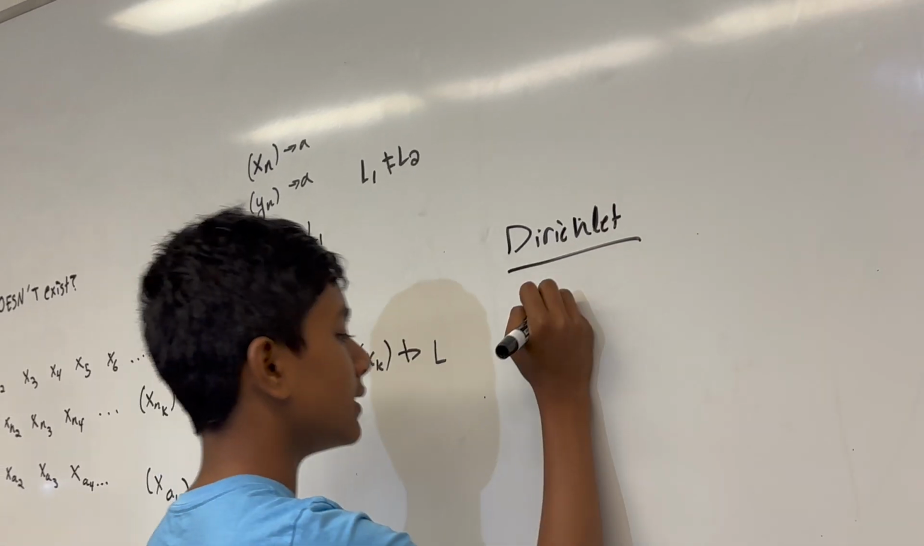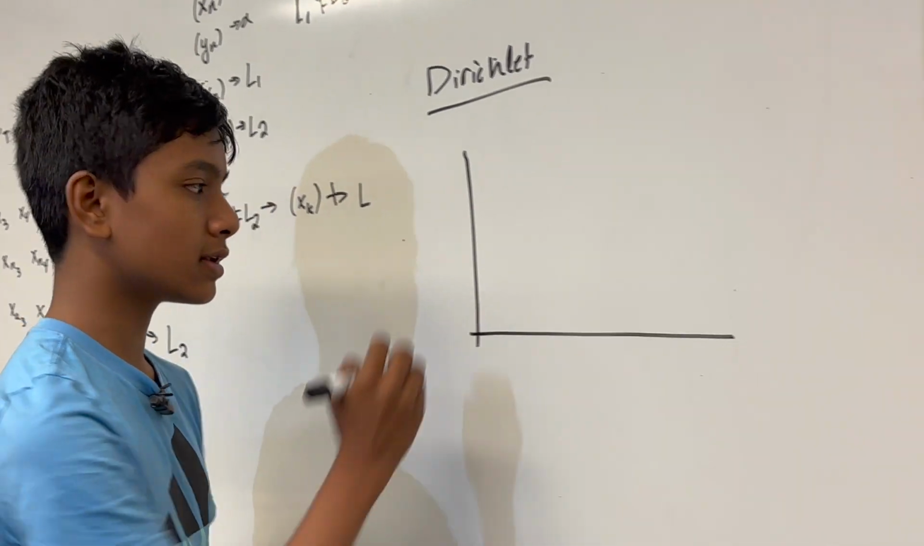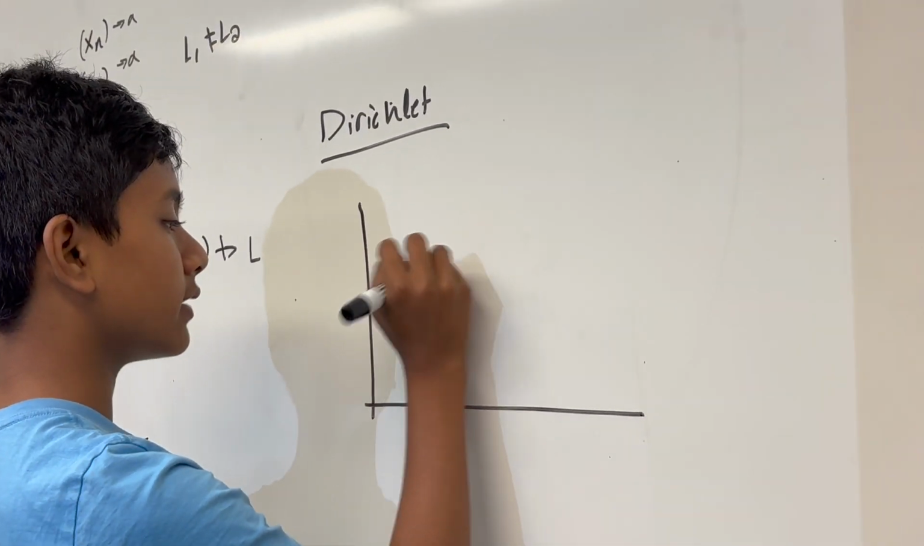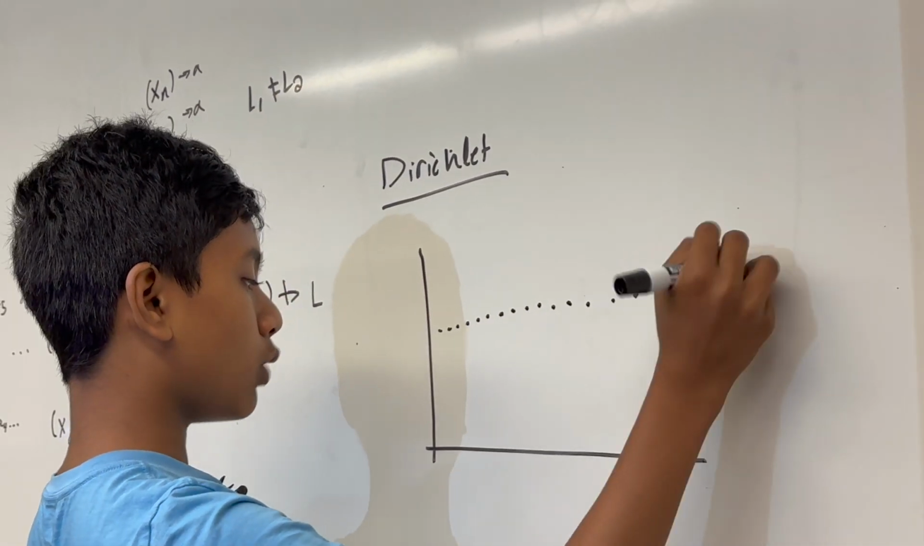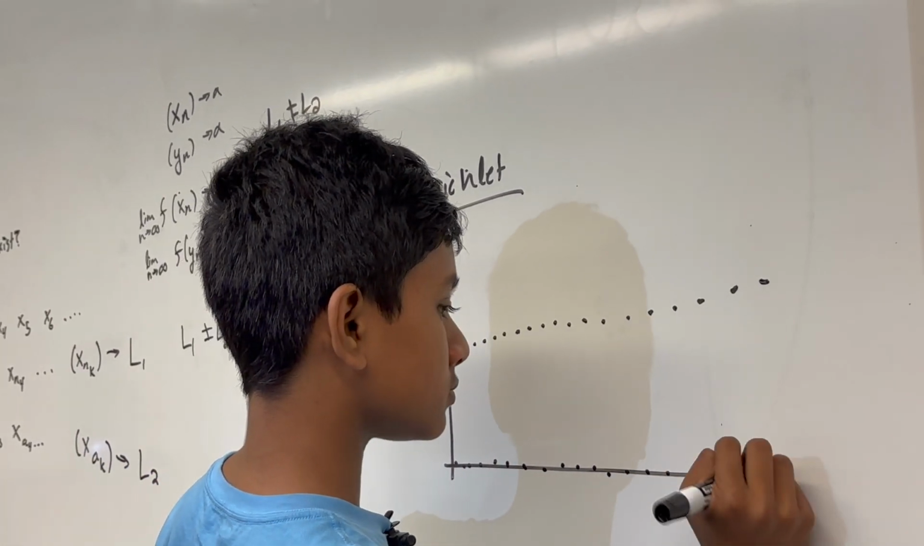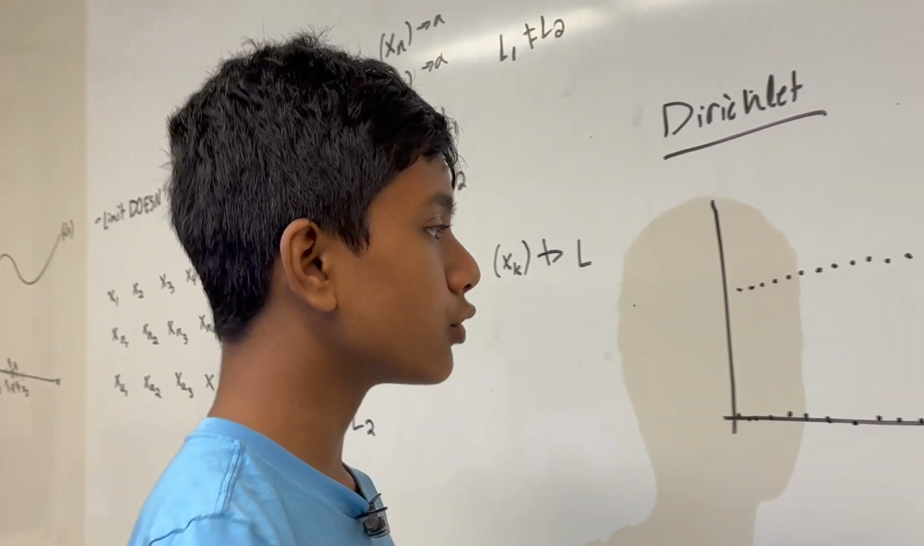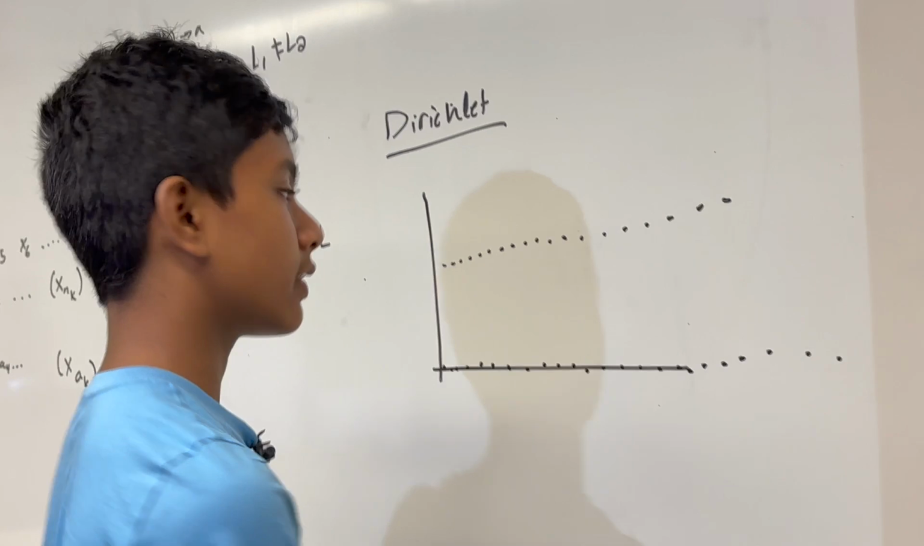The function that is 0 if you're an irrational number and 1 if you're a rational number. So it's just going to be a sprinkling of dots at 1 and a different sprinkling of dots at 0. So, how can we prove that it has no limit anywhere?